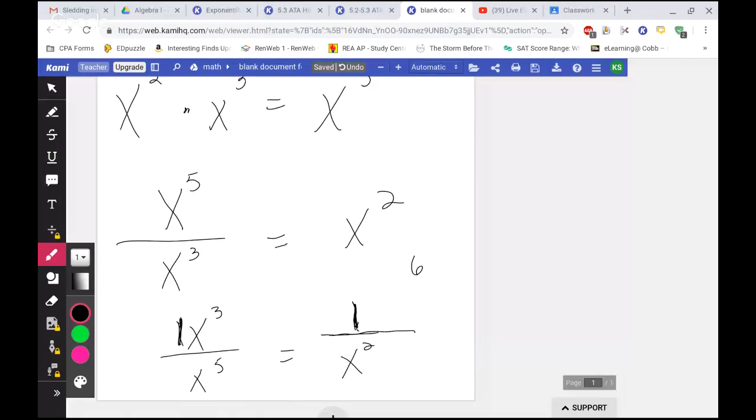Remember when we did like 6 to the -2? That equals 1 over 36. Same principle.